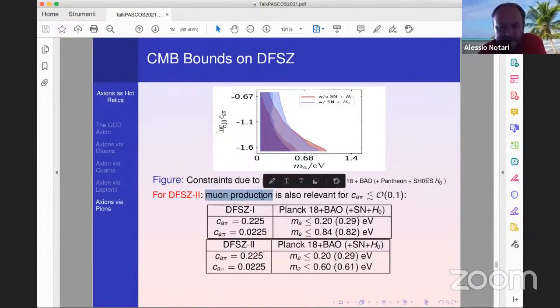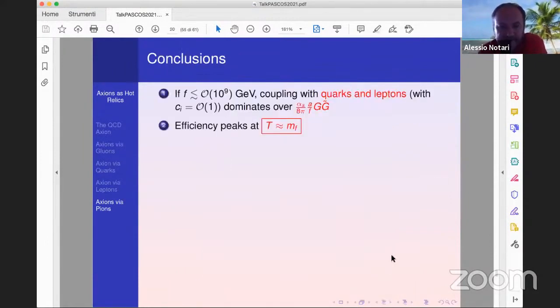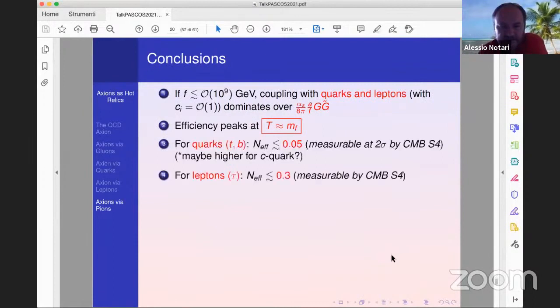Okay, this is maybe a detail. An important caveat pointed out by a recent paper is that the pion cross sections, the standard calculation which has been used so far in the literature, should actually break down already at these temperatures. So that is a big caveat. And then let me just show the conclusions.